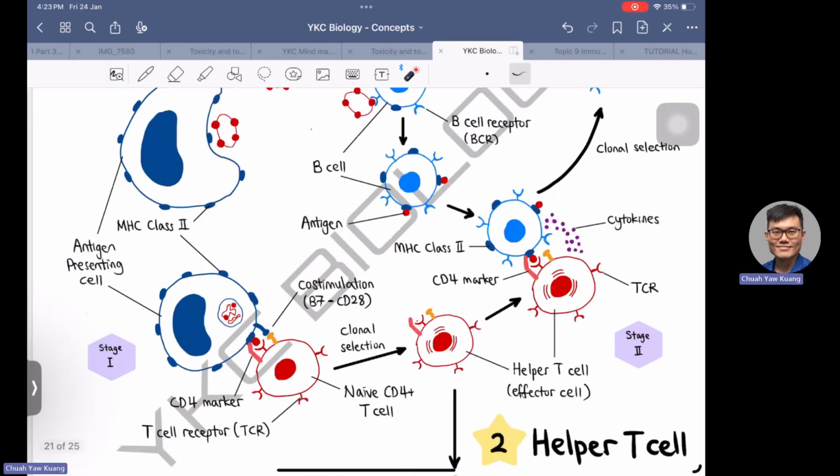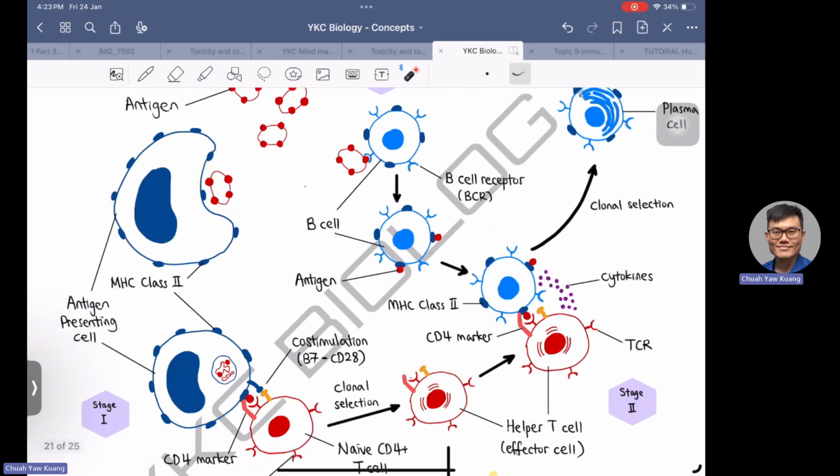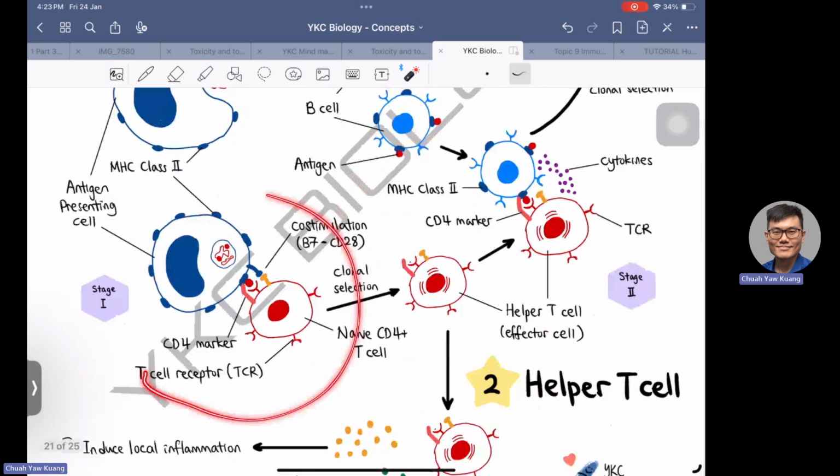At the same time, the naive B cell will also attach to one of the bacteria, right? So the B cell receptor on them will recognize the antigen on the bacteria as well. Now we will focus on the first part first, which is the activation of this naive CD4 T cell that will lead to the production of the helper T cell.